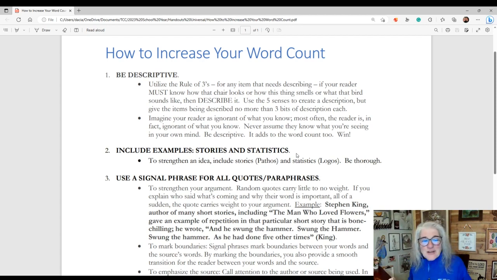The story makes the point. And oftentimes they do. So to strengthen an idea, use stories, which is pathos, you want to stir the emotions, and statistical information, data, things that are logos based, they're logic based. We use those things as examples to increase not only our argument's character and strength, but our word count too. Win! Oh, what a win!